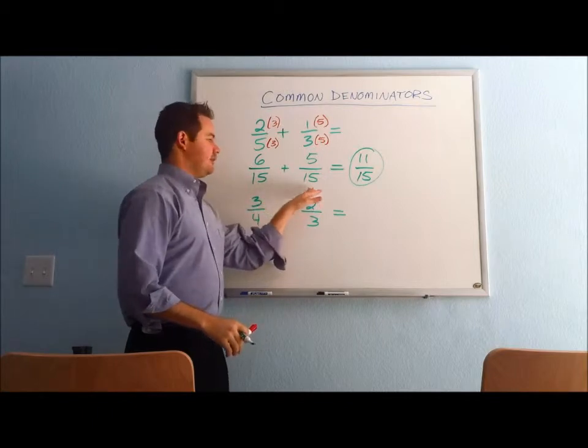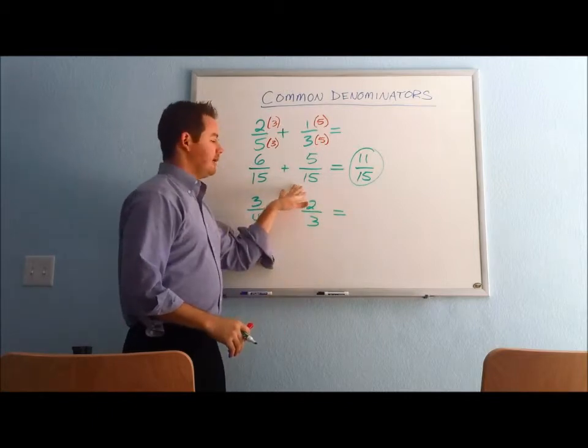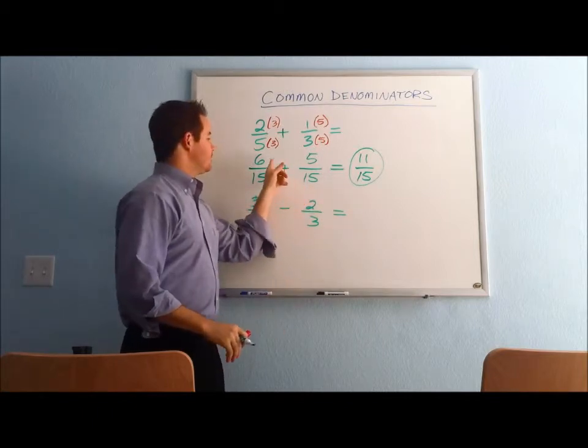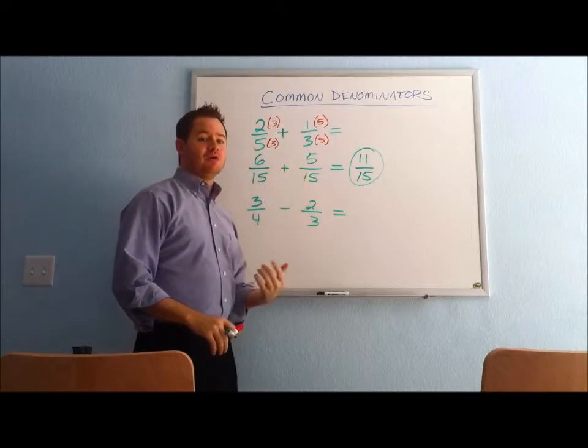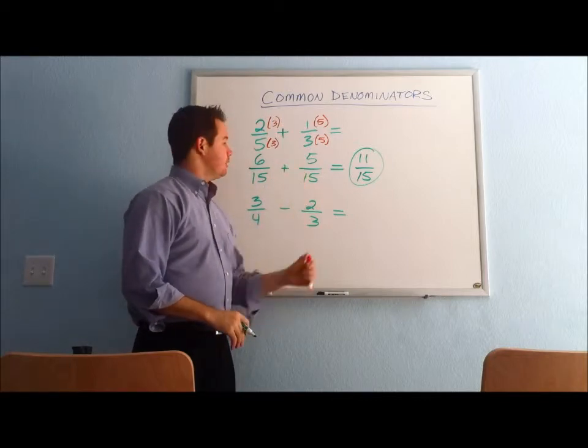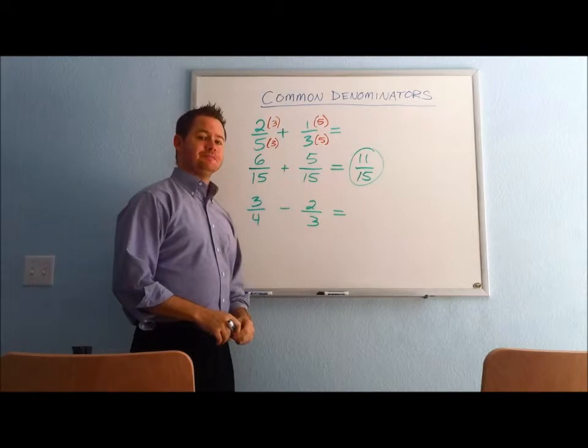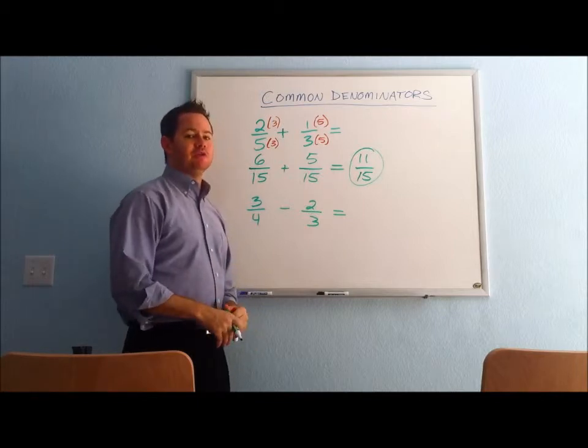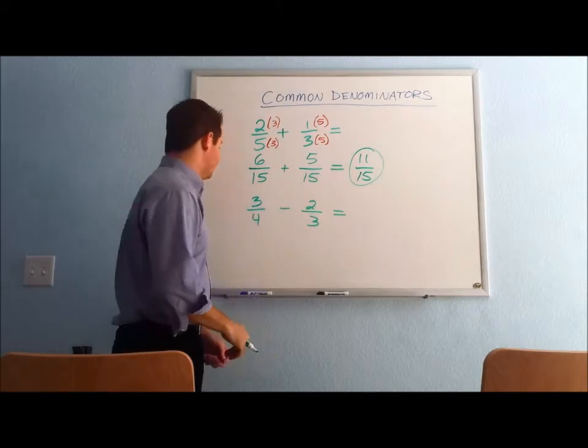We don't want to add the denominators together. The denominator stays the same. It's the numerators that we either add or subtract together when finding our final answer. Let's try one more example just to make sure we've got the hang of it.